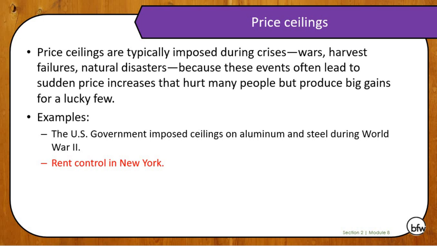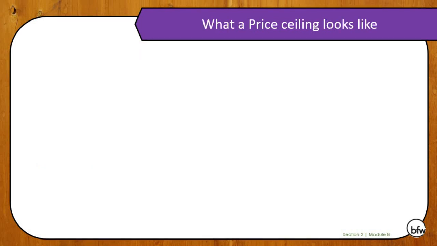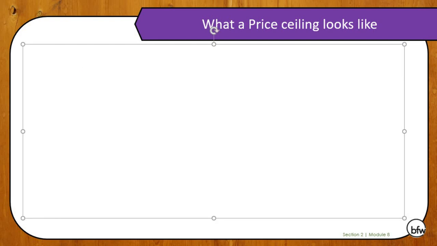Now, price ceilings are typically imposed during crises, wars, harvest failures, natural disasters, because these events often lead to sudden price increases that hurt many people but produce big gains for the lucky few. The most common example that's still around today is rent control in certain cities. New York is one famous example where there is rent control. So this is what a price ceiling looks like here.